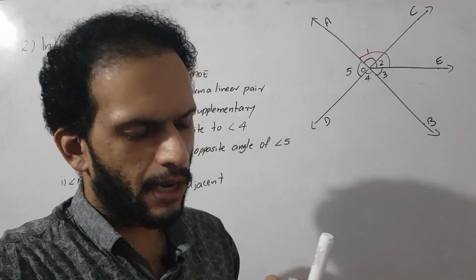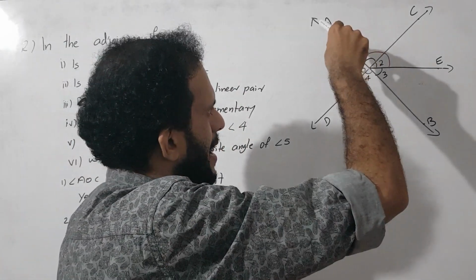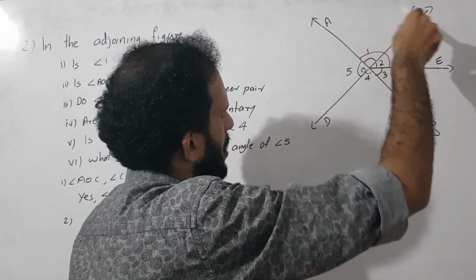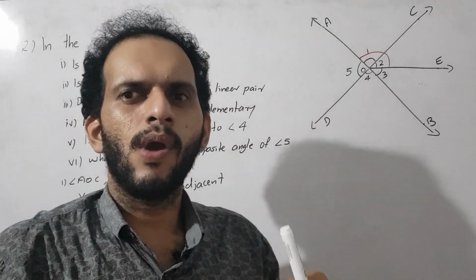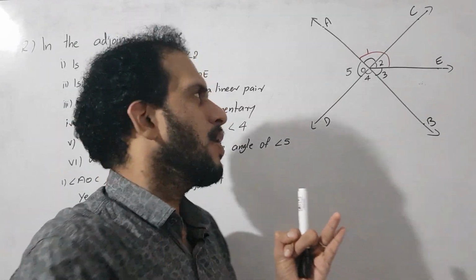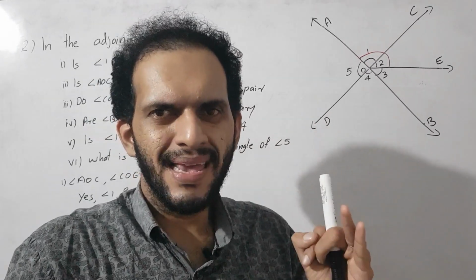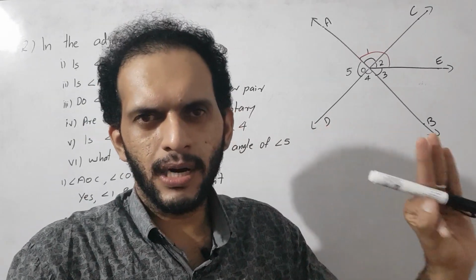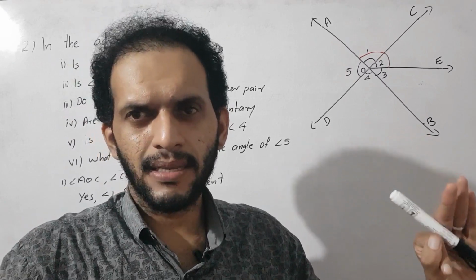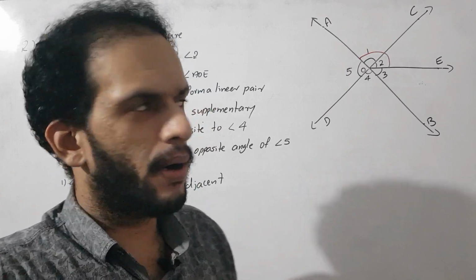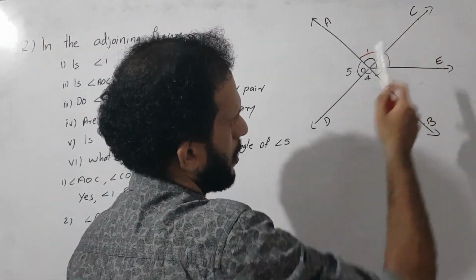Then the second condition: we check if they have a common arm. Check once again. AOC and AOE, it is very clear, they have a common arm. What is that? AO. Correct? Then we go to the third one. What is the third one? The non-common arms lie on either side of the common arm. What are the non-common arms? The non-common arms are OC and OE.